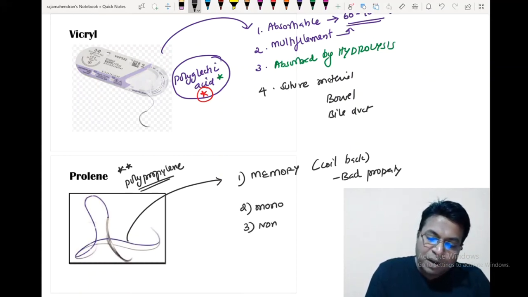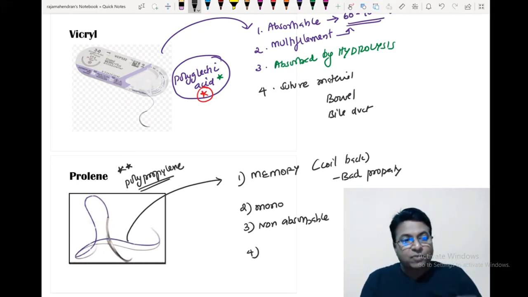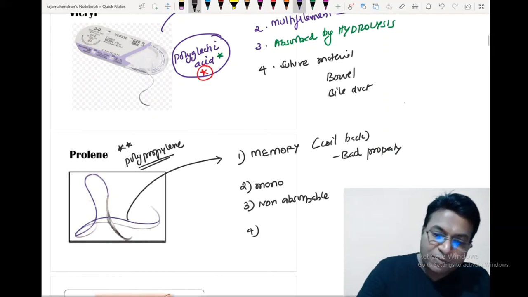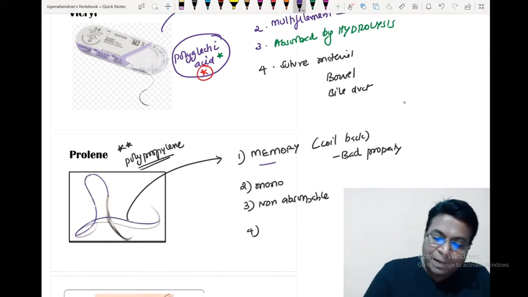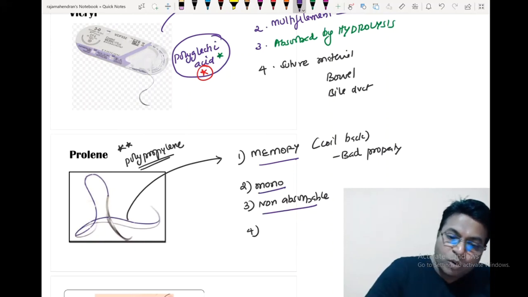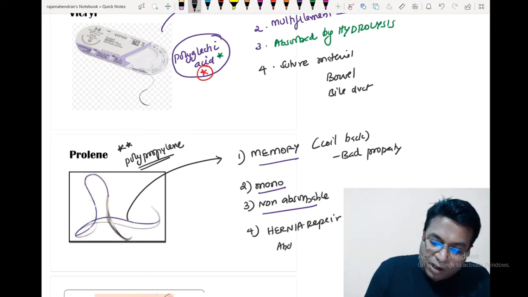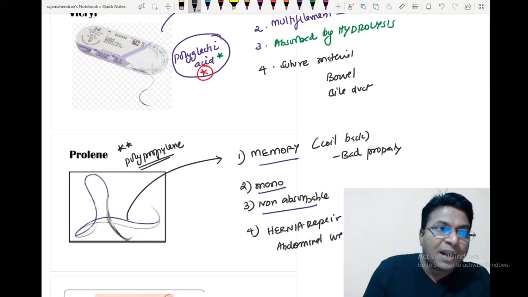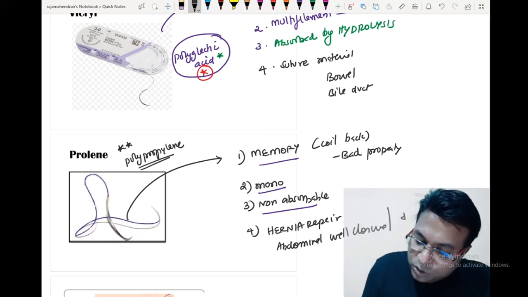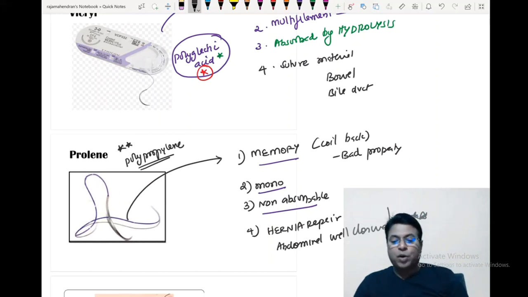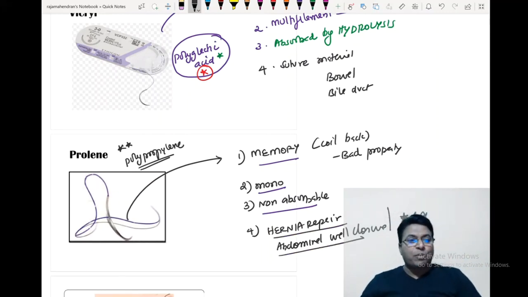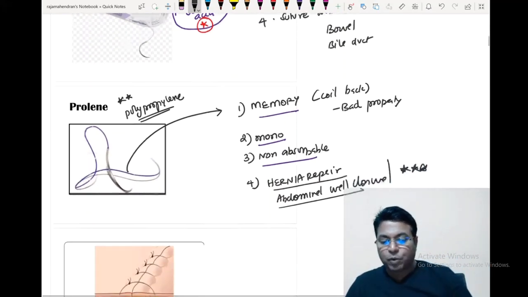It is non-absorbable material. It will remain in your body for lifetime. So it is memory, monofilament, non-absorbable material, and the most interesting and important thing is it is used for hernia repair, abdominal wall closure, etc. It is used in multiple places like this. The most important use is hernia repair and abdominal wall closure after laparotomy. So please don't forget this Prolene suture material.